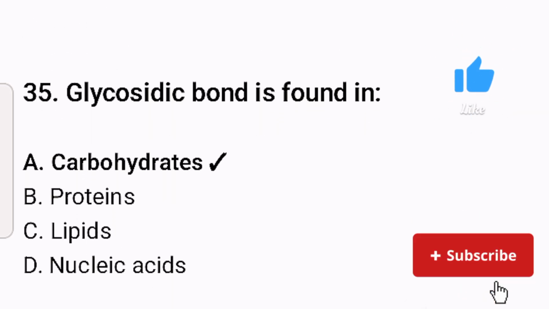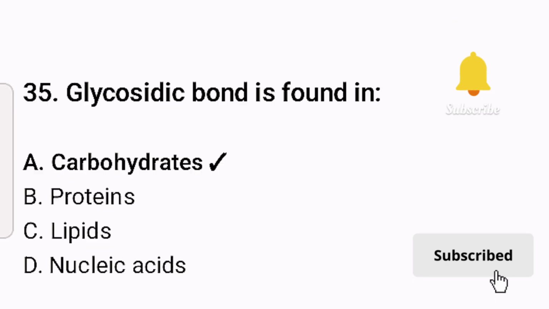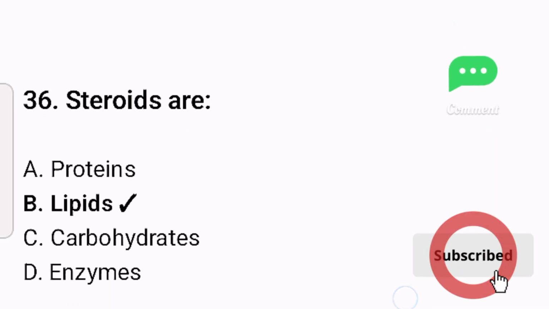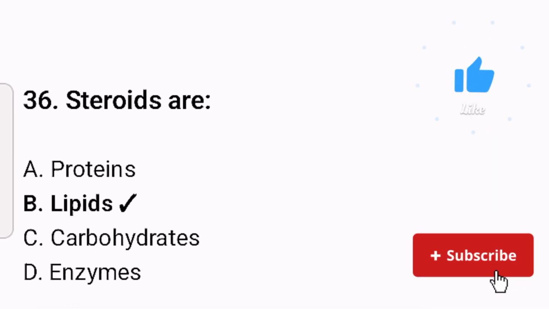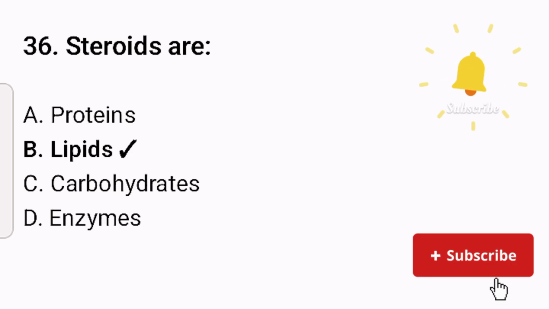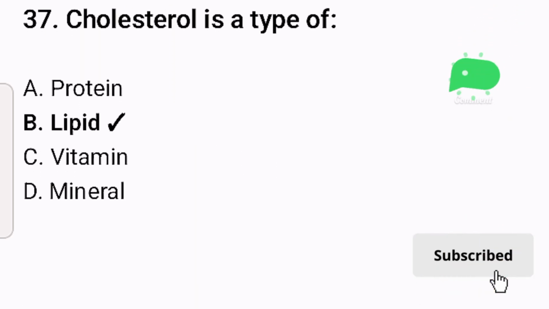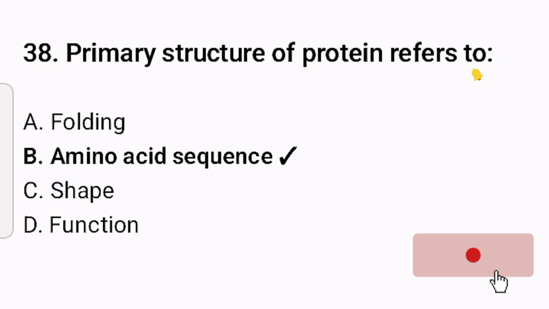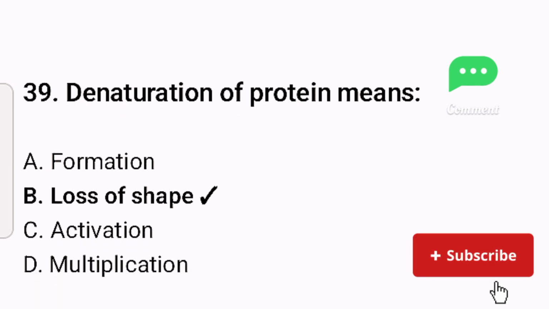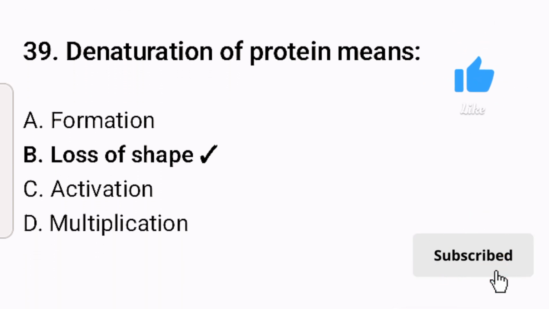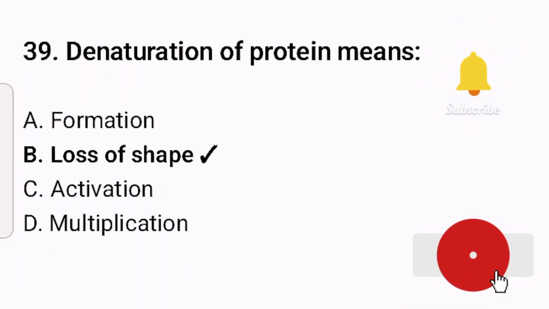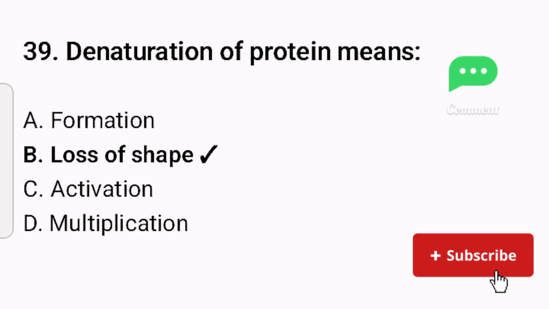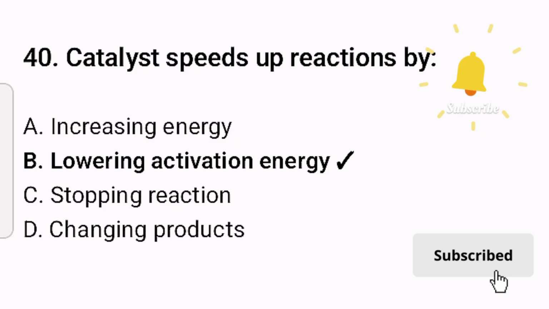Glycosidic bond is found in option A, carbohydrates. Steroids are option B, lipids. Cholesterol is a type of option B, lipid. Primary structure of protein refers to amino acid sequence. Option B. Denaturation of protein means loss of shape.